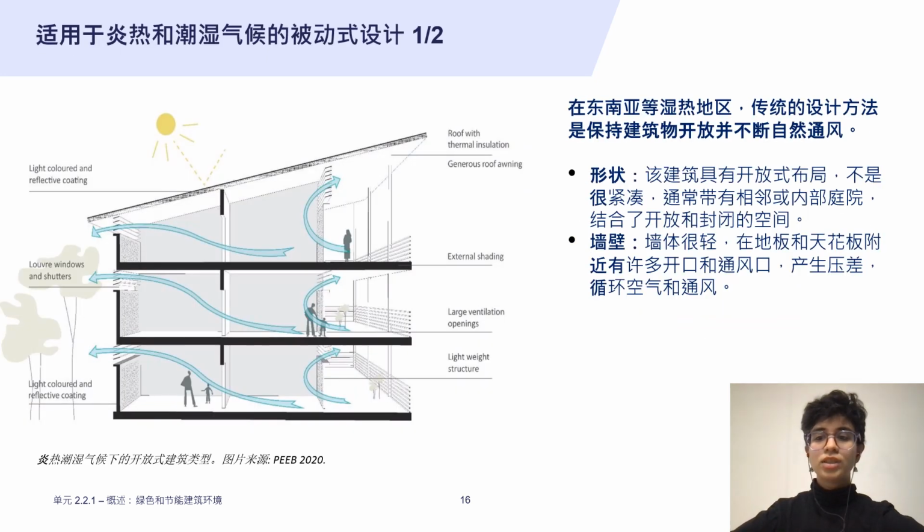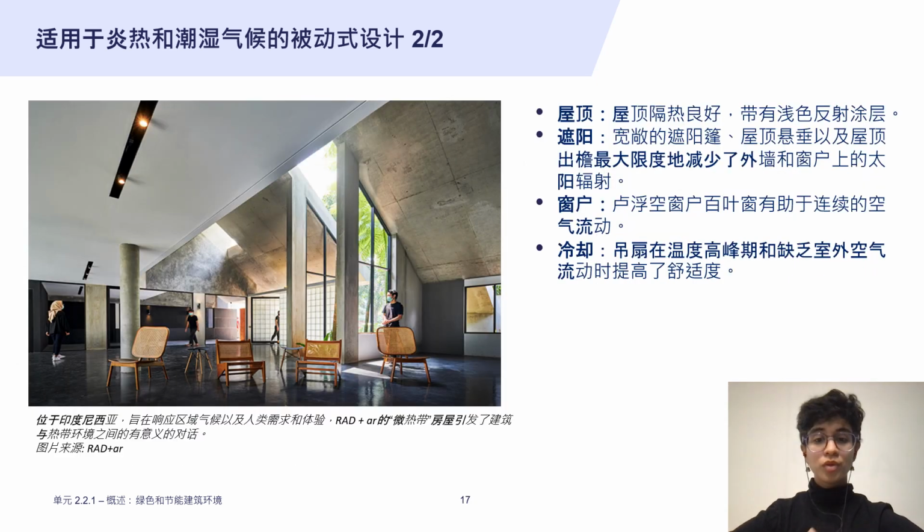In hot and dry regions, buildings are open and constantly ventilated naturally. They are not very compact and often combine open and closed spaces. The walls are light and have many openings and vents near the floor and ceiling, creating a pressure difference, causing air circulation and constant ventilation. Moreover, in these buildings, the roofs are well insulated and light colored with a reflective coating. Shading elements such as awnings and roof overhangs minimize solar radiation on facades, and louvers or shutter windows facilitate continuous airflows. Ceiling fans increase comfort during temperature peaks.